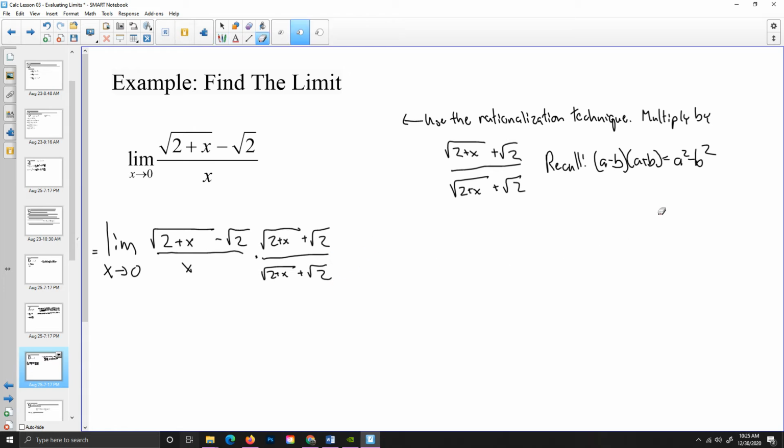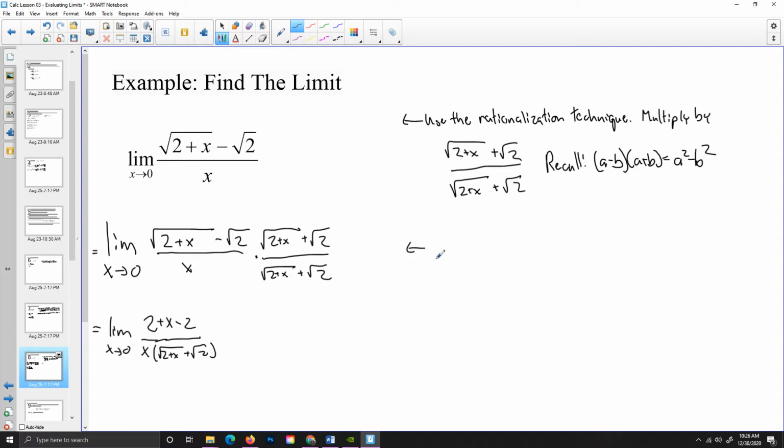All right, and so if you recall, a minus b times a plus b is equal to a squared minus b squared. I have not evaluated the limit yet, so I still have to write it, the limit as x goes to 0. So the square root of 2 plus x squared will be 2 plus x, and the square root of 2 squared will be 2, all over. Now I'm not going to multiply here. I'm going to leave this because I think I want to get something to cancel out, which will be nice. And so I have the square root of 2 plus x plus the square root of 2.